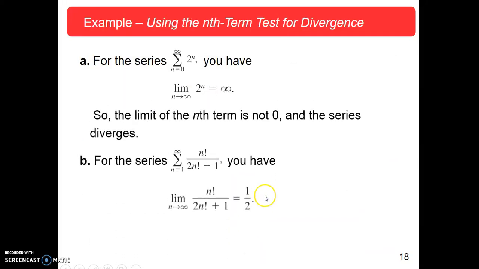Okay, another example. Here's a series, and if we look at just the nth term, this limit as n goes to infinity is 1/2. And again, the nth term does not go to 0. That means this series must diverge.